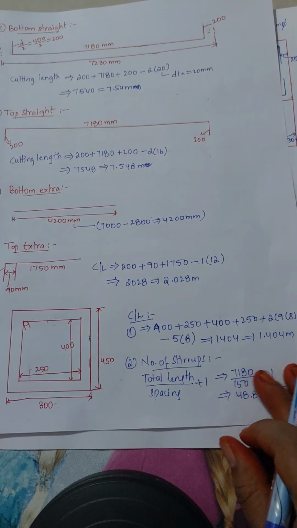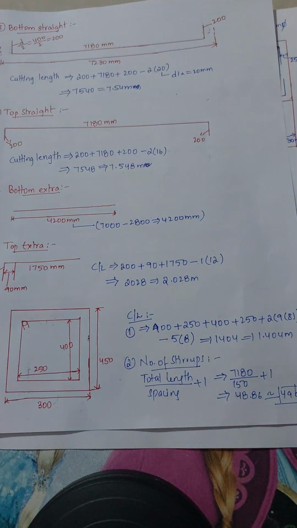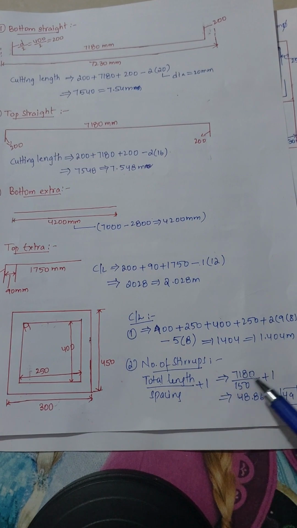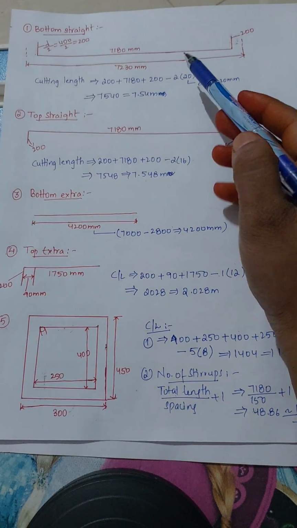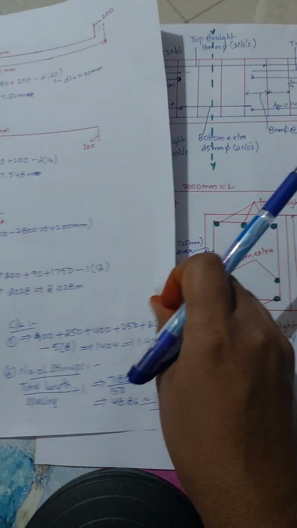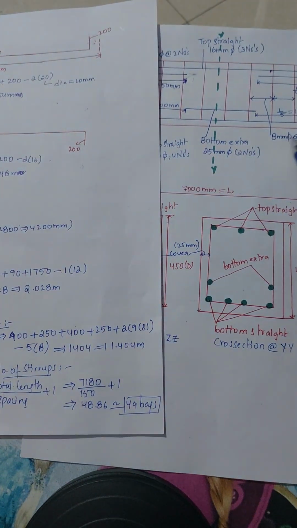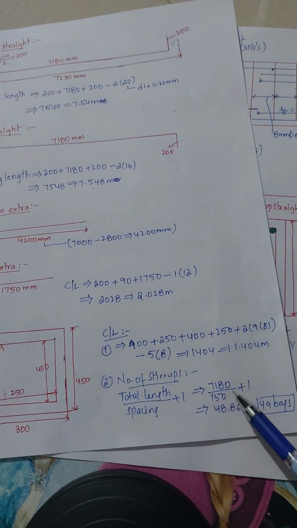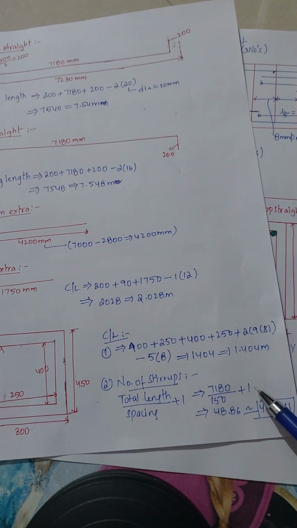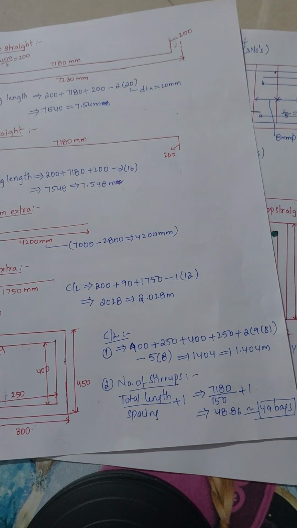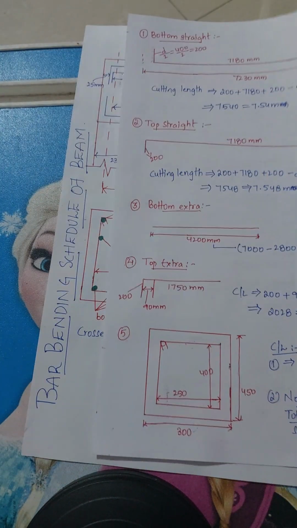Now we have to calculate the number of stirrups required for this length of beam. The formula is total length divided by spacing plus 1. Here the total length is 7180 divided by the spacing provided, which is 150 mm. Here you can see 8 mm dia at 150 mm center to center spacing. So 7180 divided by 150 plus 1 gives 48.86, which is approximately 49 bars required for this length of beam.